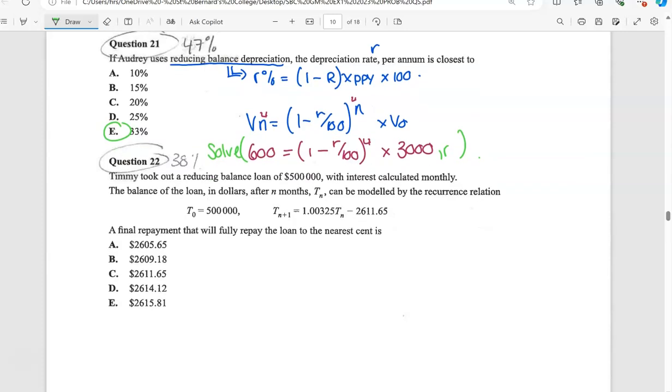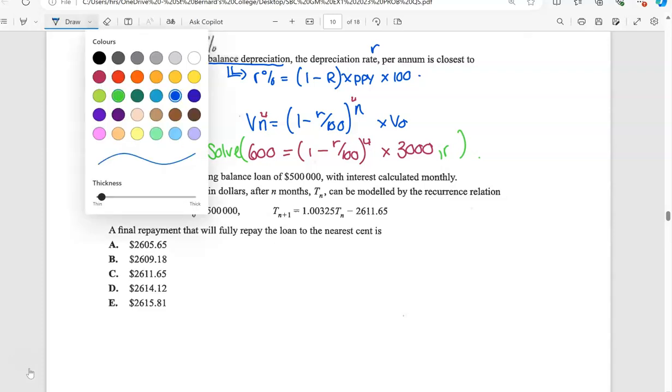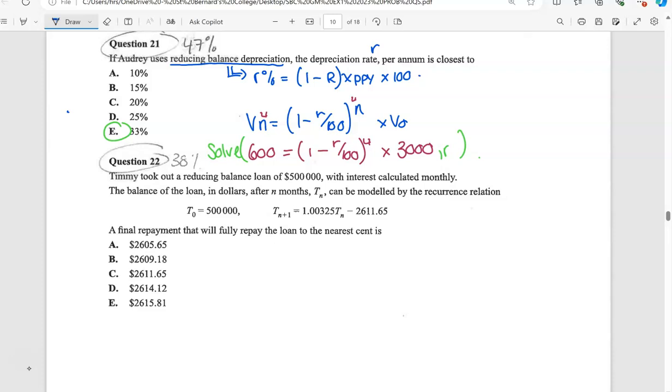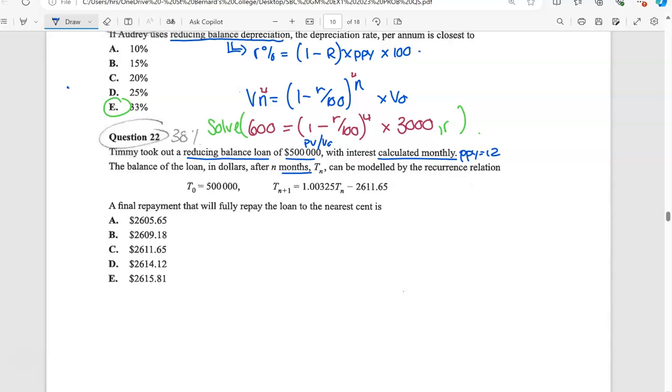Number 22, Timmy took a reducing balance loan of 500,000. That's PV or V0. The interest is calculated monthly, so PPY equals 12. The balance of the loan after n months, so this is the monthly formula, can be done like that. Now the final payment that will be used to fully repay the loan. Even though here they've set up these are the monthly payments, I can see that in the recurrence relation. So that's the monthly payments.